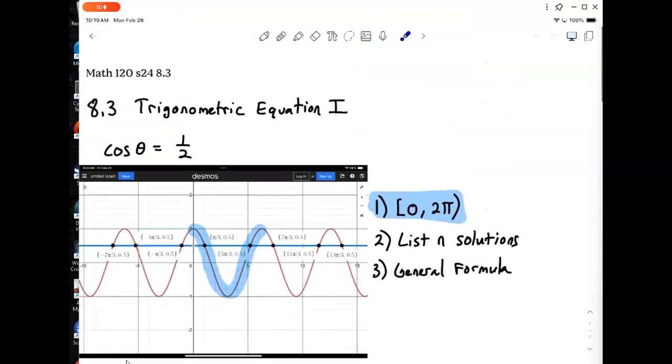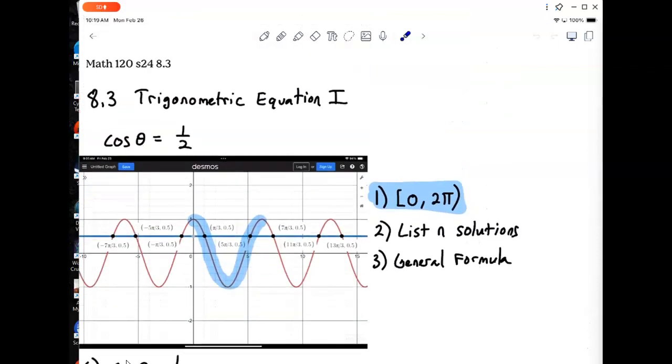Okay, so we were talking last time about trig equations and starting to solve those trig equations. And one of the things we recognized very quickly was that there really is an infinite amount of solutions, right? Because this graph continues through many, many cycles.